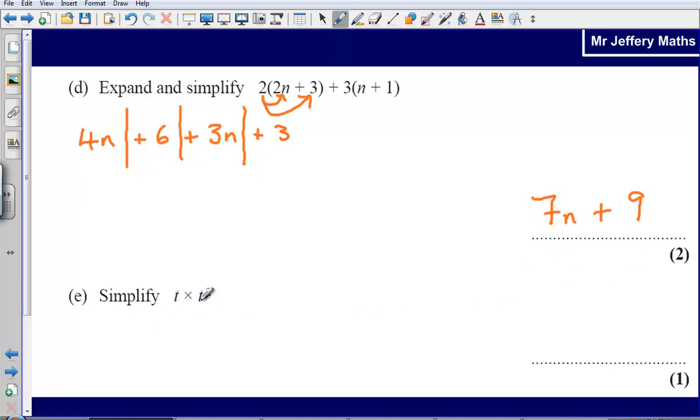Next up, we've got simplify t multiplied by t squared. So what we can think of is this is the same as t to the power of 1 multiplied by t to the power of 2. Remember that when we do this we simply add the powers together, and that's t cubed. Another way to think about this is that t squared we could write as t multiplied by t, and then we can see quite clearly that that is going to be t cubed. T times t times t.